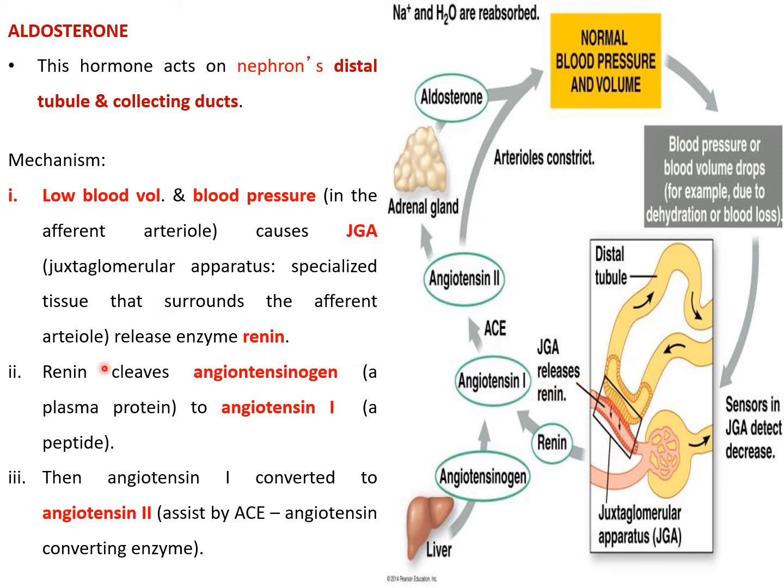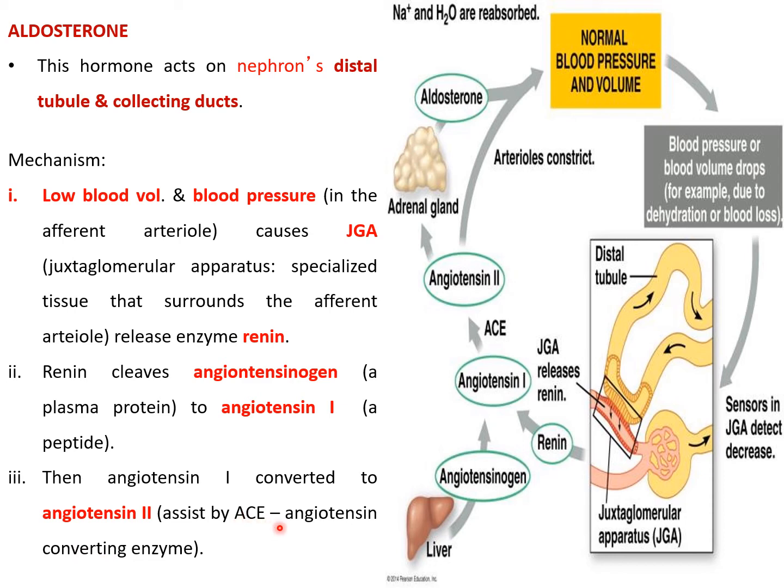So this enzyme renin will cleave this protein, we call it angiotensinogen. Okay, angiotensinogen, which is a type of plasma protein, and it converts the angiotensinogen to angiotensin 1, which is a peptide. Okay, so asalnya the protein jadi peptide, and then angiotensin 1 is converted to angiotensin 2, and this conversion is assisted by this enzyme, which is ACE, which stands for angiotensin converting enzyme.